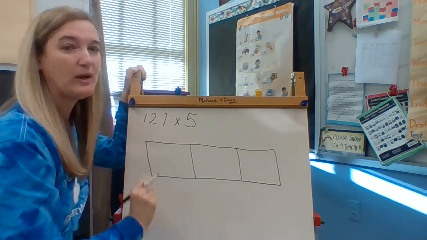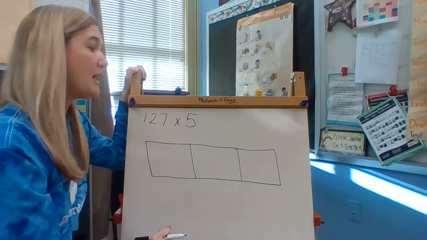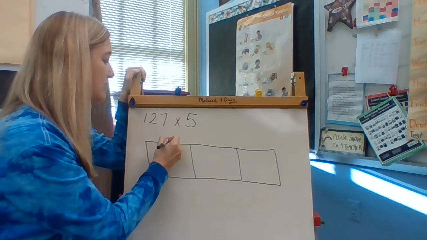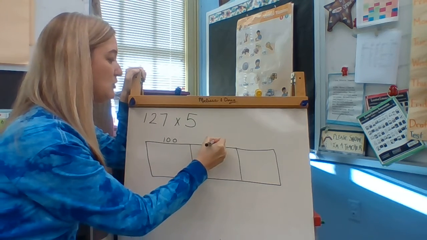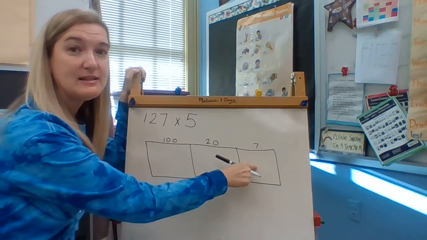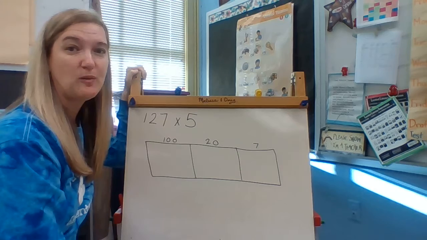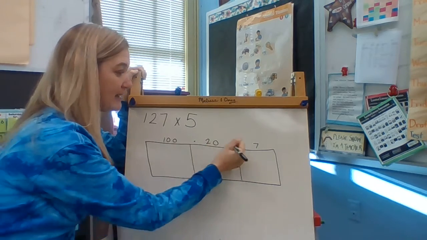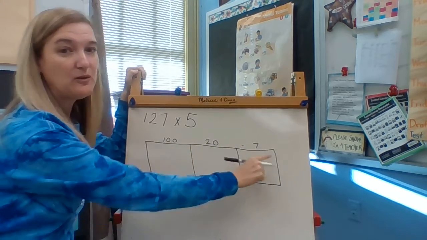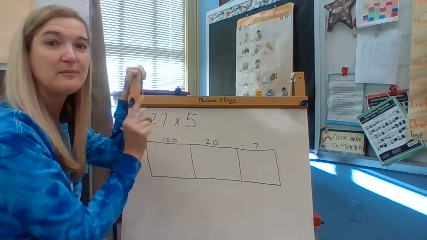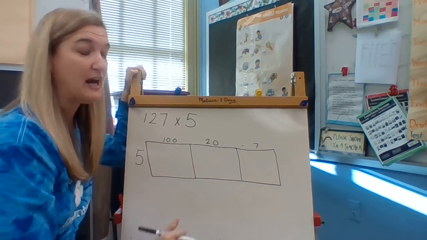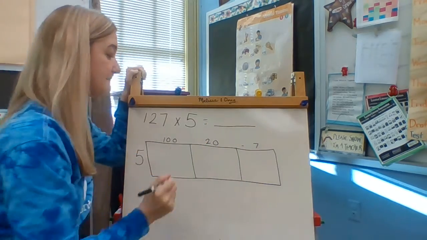Now I'm going to break up 127 into some friendlier numbers. I can think about it kind of like expanded form: 100, 20, and 7, because 120 and 7 together makes 127. If you were adding these up, it would be 100 plus 20 plus 7. That goes across the top. That's my first factor. My second factor goes on the left side, and this factor is going to be 5. And we're still looking for our product here.